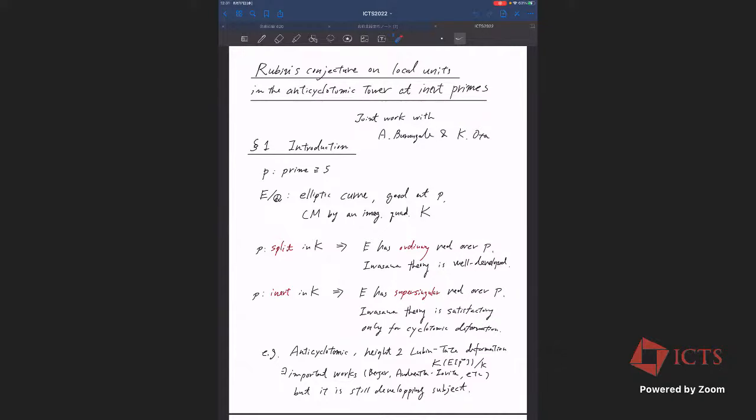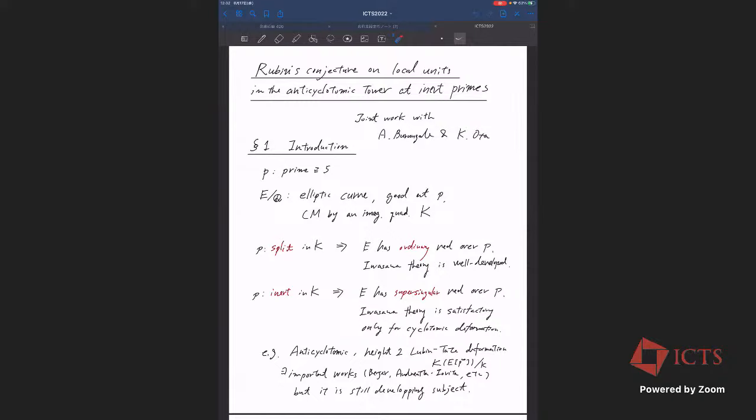I will talk about Rubin's conjecture on local units in the anticyclotomic tower at inert primes. This is joint work with Ashay Burungale and Ken-Ichi Ota. These two people are in Bangalore now, but I give a talk from Japan. So, first, the introduction. In my talk, let p be a prime number greater than 5.